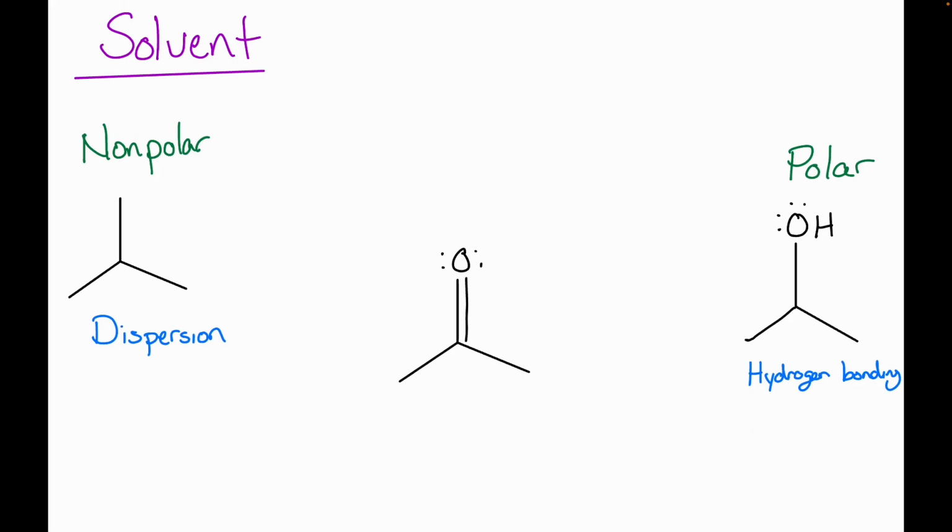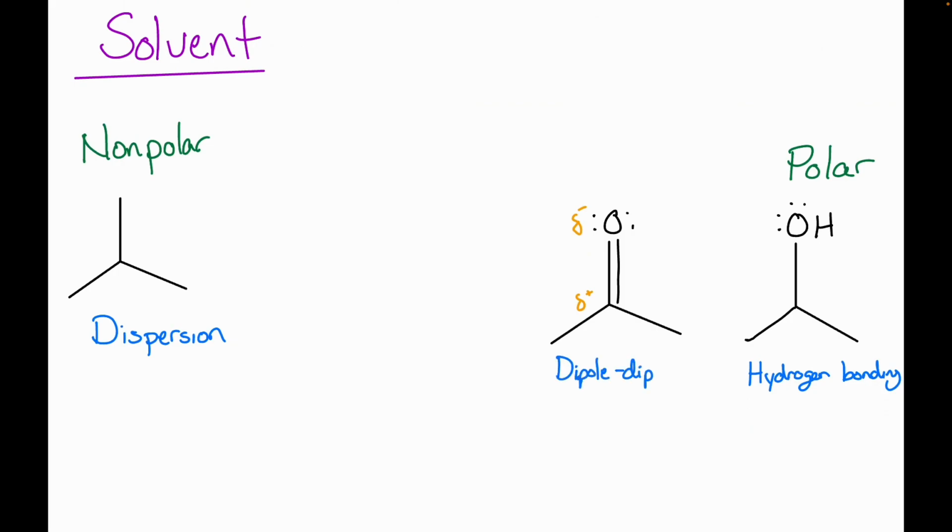A ketone, because we've replaced that hydrogen with a now carbon-oxygen double bond, a second bond there, a pi bond, we've lost the ability to hydrogen bond. Nonetheless, this is still a polar functional group. It's got a partial negative charge on the oxygen, a partial positive charge on the carbon. It's just that those interactions aren't as strong as hydrogen bonding interactions. They're what we call dipole-dipole interactions.